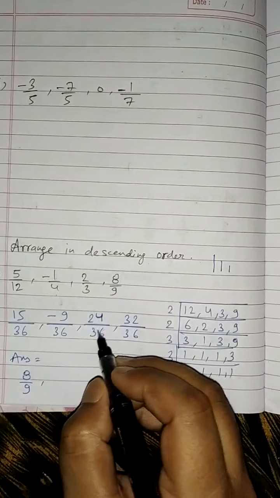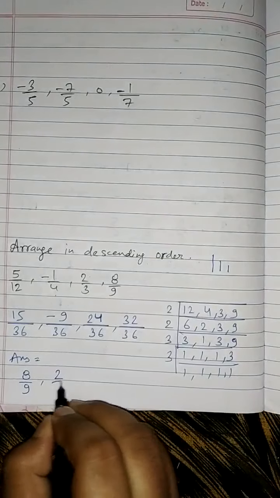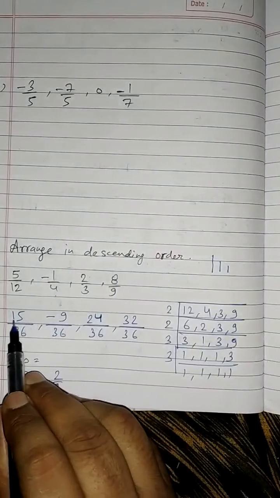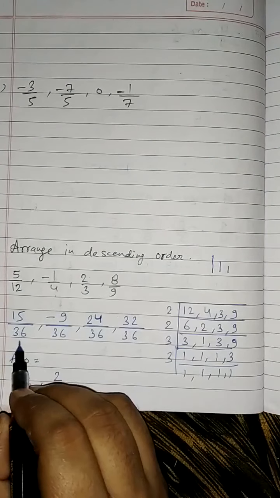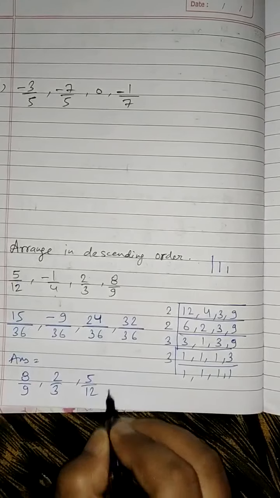24 upon 36 is represented by 2 upon 3. So we will write here 2 upon 3 after that, and below 24 we have 15. 15 upon 36 represents 5 upon 12. So we will write here 5 upon 12.